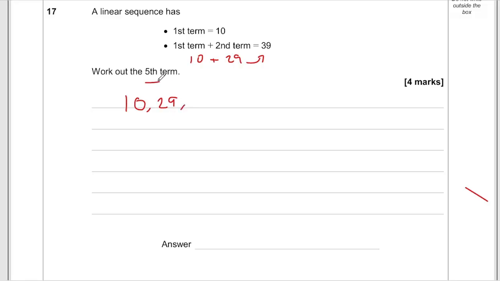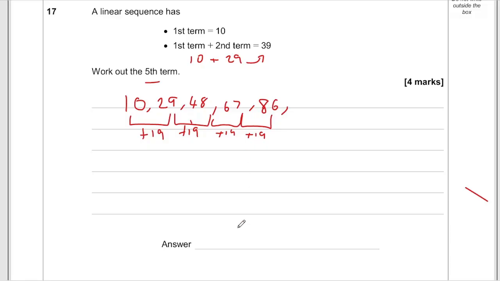So now what I want to do is I want to do the fifth term. So I'm looking to see what the difference is. Well, I'm adding 19. So if I do the same difference for the next term, add 19, that's going to give me 48. If I add 19 again, that's going to give me 67. And if I add 19 again, that's going to give me 86. So my answer is 86. 1, 2, 3, 4, 5, fifth term.